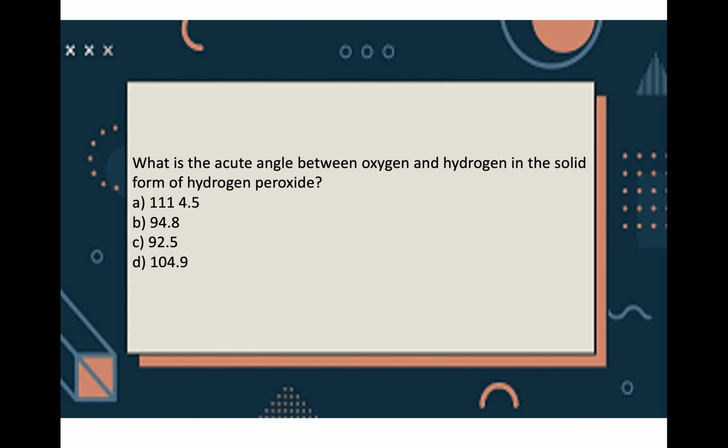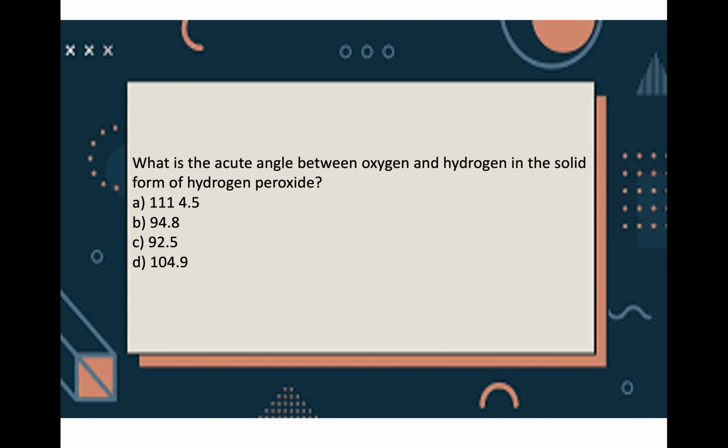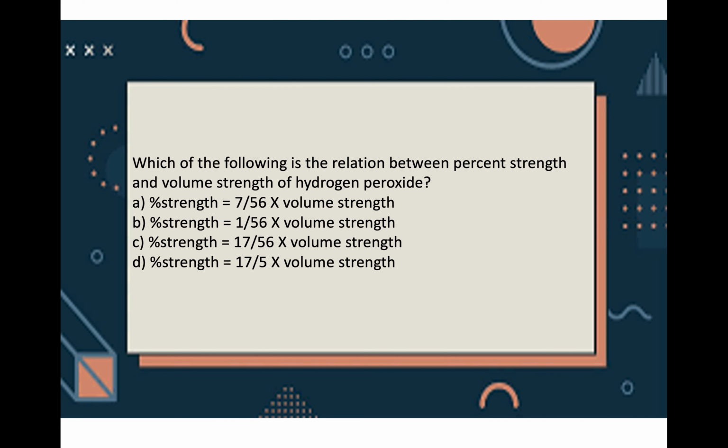Now next question is, what is the acute angle between oxygen and hydrogen in the solid form of hydrogen peroxide? The values are given over here. Let us check the answer. The answer is D, 104.9. Because in the solid form of hydrogen peroxide, the angle between oxygen and hydrogen is 104.9, and the two planes angle will be 92.5. I have included the other angles in liquid or gaseous forms as well. You can just go through those angles also.